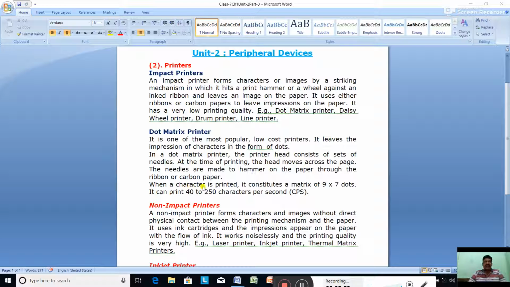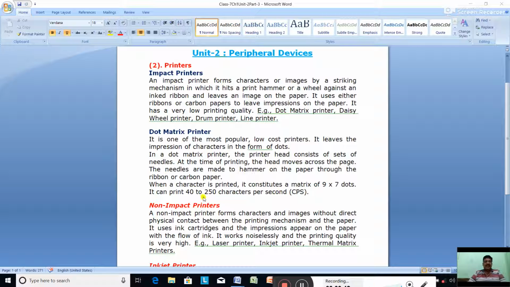At the time of printing, the head moves across the page, left to right, right to left, and the needles are made to hammer. They strike on the paper through the ribbon or carbon paper, and as they hit the paper, the character is printed. When a character is printed, it consists of 9 into 7 dots. Thus the shape of any character is seen in the form of a dot pattern. It looks dotted, but they are in a compact, condensed form, so it looks like a letter.